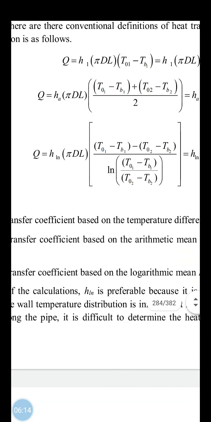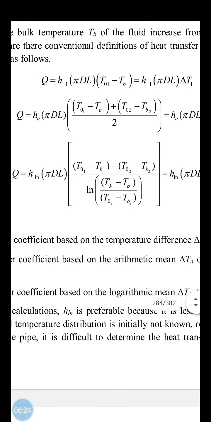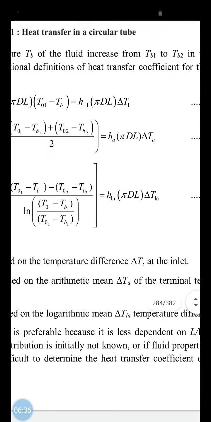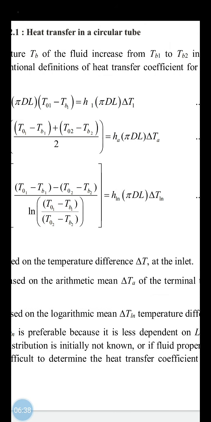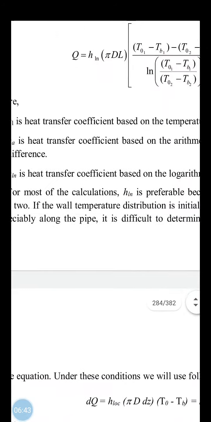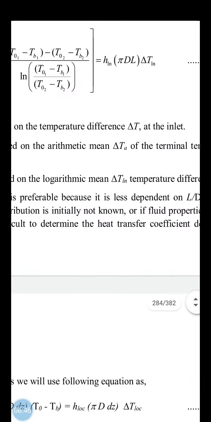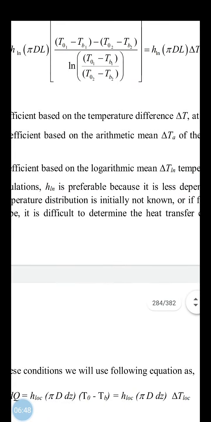The third equation defines the logarithmic heat transfer coefficient. So this is Q is equal to H ln pi dl, and it will be the difference of T naught 1 minus TB1 minus T naught 2 minus TB2 upon the logarithm of T naught 1 minus TB1 over T naught 2 minus TB2. This is written as H ln pi dl into delta T ln. So this will be the heat transfer coefficient based upon the logarithmic mean temperature difference.